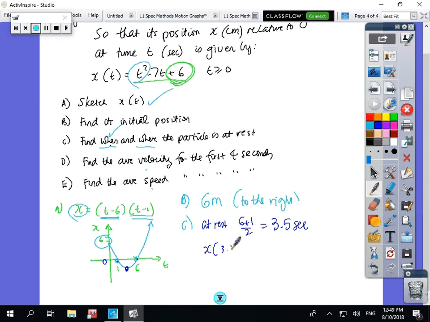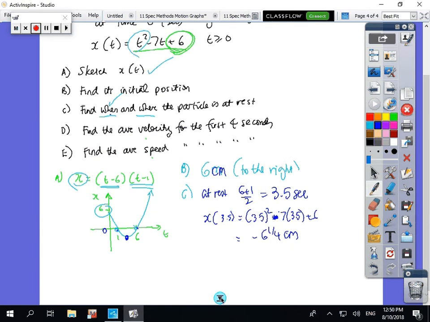So x at 3.5 equals 3.5 squared minus 7 times 3.5 plus 6. According to my calculator, that's minus 6 1/4. So these are all centimeters. Okay, so find when and where. I've done that.